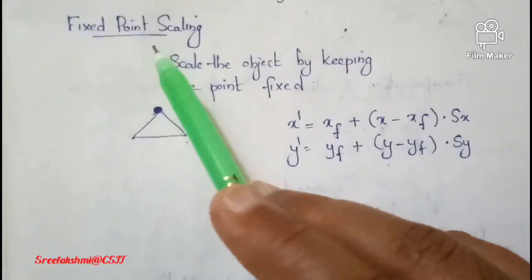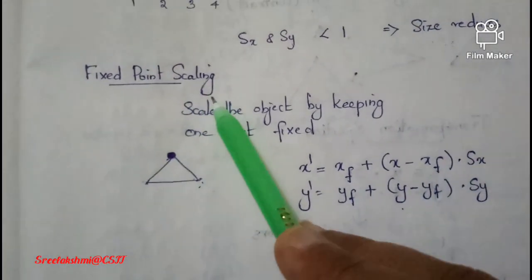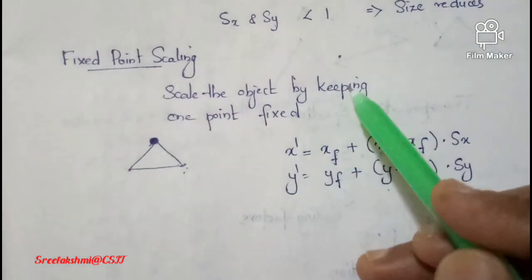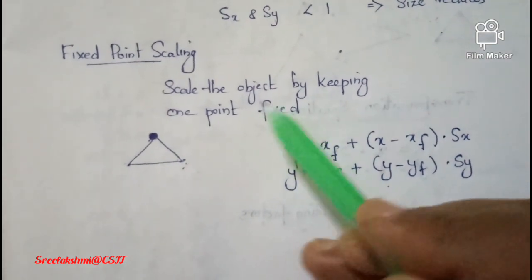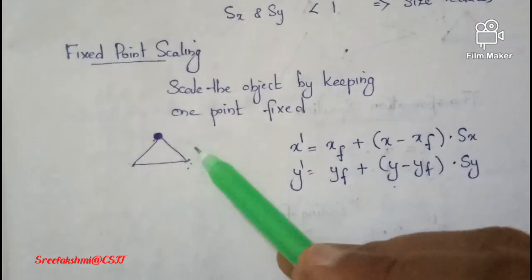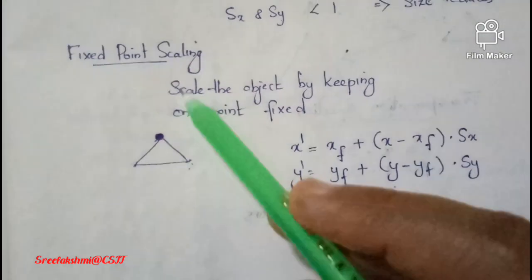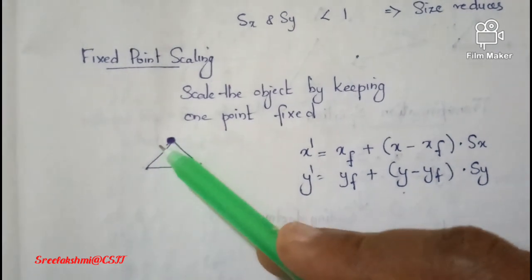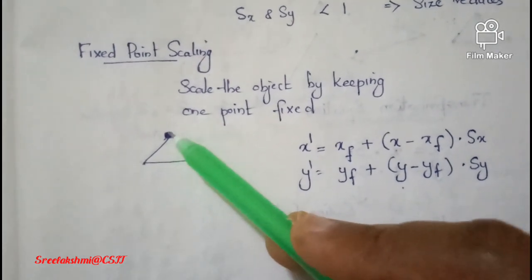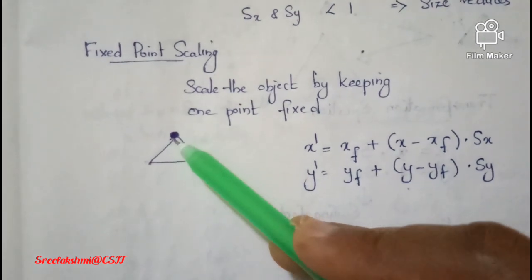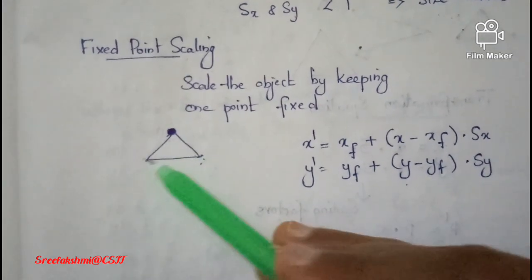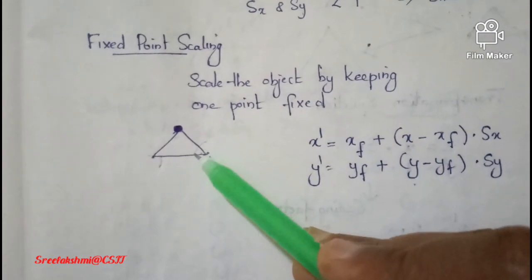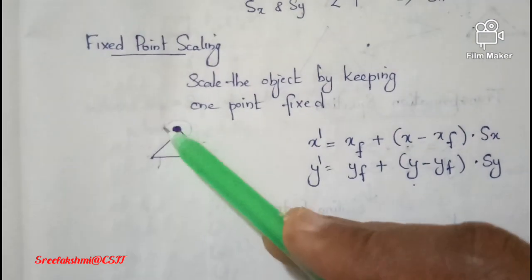Now let us move on to a different topic, which is called fixed point scaling. Fixed point scaling means you are scaling the object by keeping one point as a fixed point. That means suppose I want to scale a triangle and I am going to do a fixed point scaling, which means you have to keep one point as fixed. That means you cannot scale one point. Keeping a point as fixed, you can apply scaling to all other positions. That means I can scale this position, I can scale this position also, but this is a fixed point.